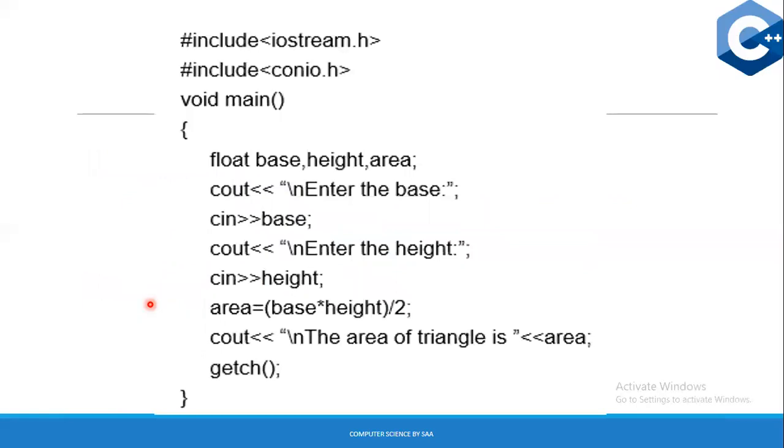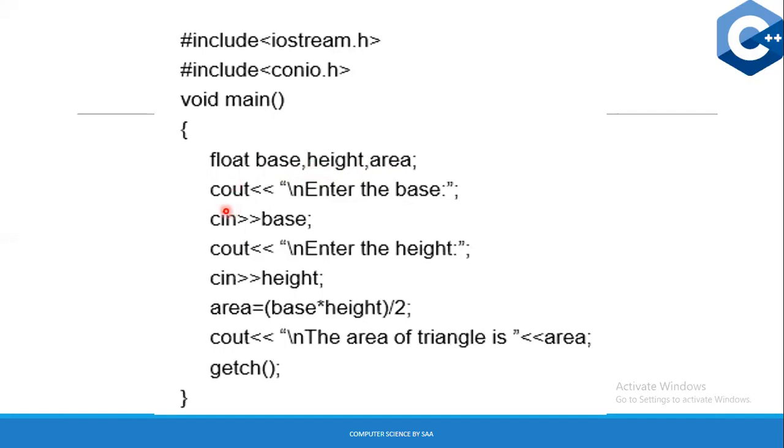Here is the simple program. We have declared the variables of data type float. Float means the user can enter a value with decimal points, like 13.5 or 40.8 or something like that. We have used three variables: base, height, and area. We have to name the variables according to the rules that we have already discussed in our previous lectures.